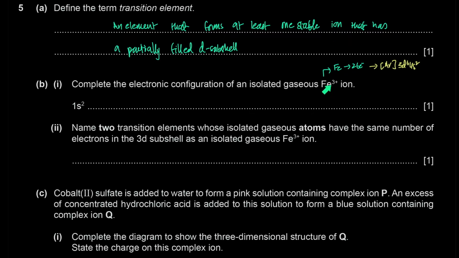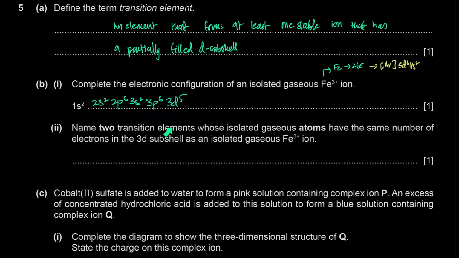For the Fe3 plus ion, the outer 3 electrons are lost. So if you remember, first the 4s2 electrons are lost, and then one electron from the 3d is lost, leaving us with argon 3d5. So what we have over here, for the configuration, is 1s2, 2s2, 2p6, 3s2, 3p6, that's argon, and then we have 3d5.